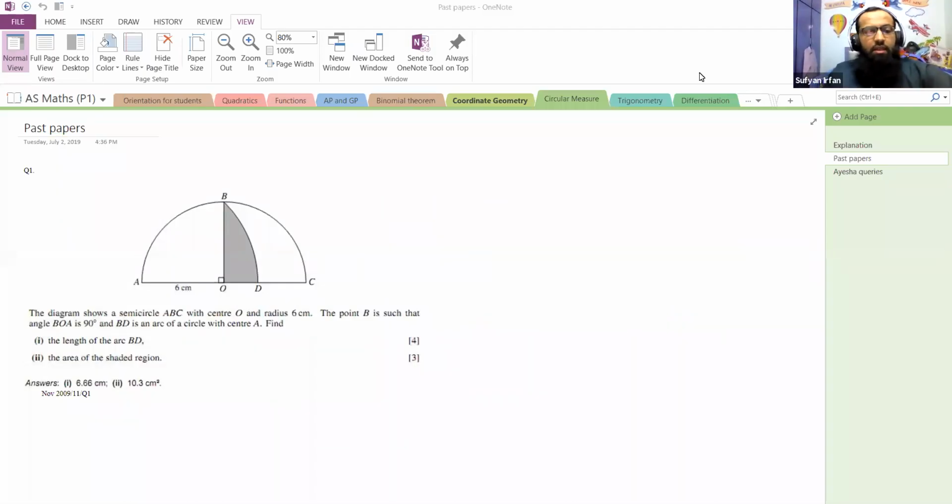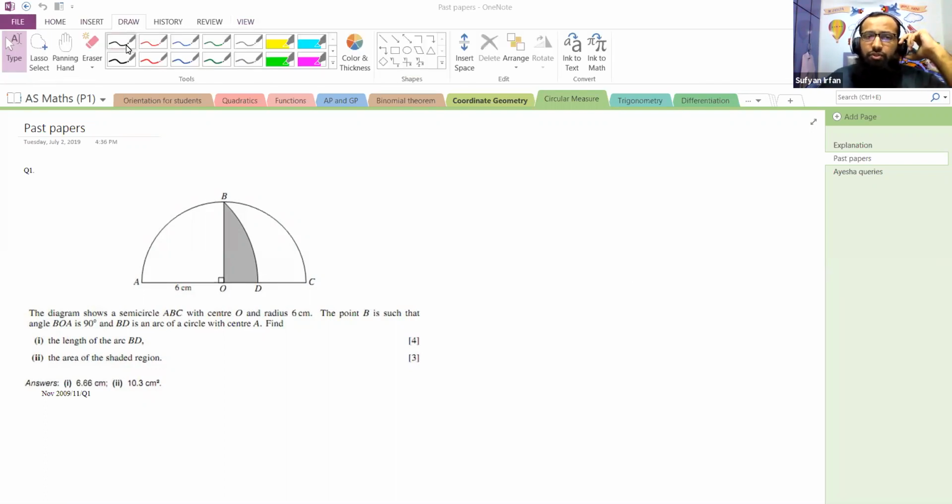All right, let's formally begin with the session. The objective of the session is that we are going to solve the past paper questions of circular measure. So let's start with question number one, so that we know how to apply the knowledge and concepts of circular measure to the past paper problems that appear in the examinations. Let's start reading the question first.